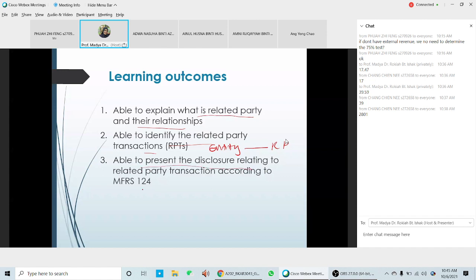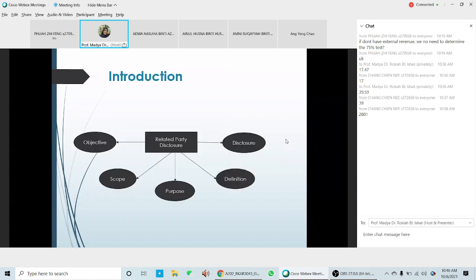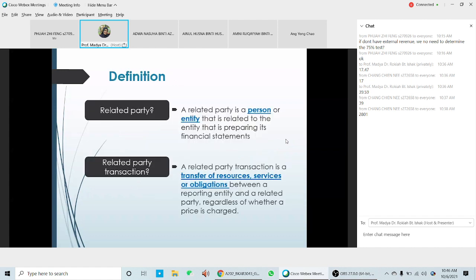So this is what is mentioned by standard 124, which focuses on disclosing related party transactions. Okay, so for the related party disclosure, we need to know the objective and then the scope, the purpose for the disclosure, which is 124. Then the definitions, and also the last part, what we need to disclose. So we're going to look at definitions here.